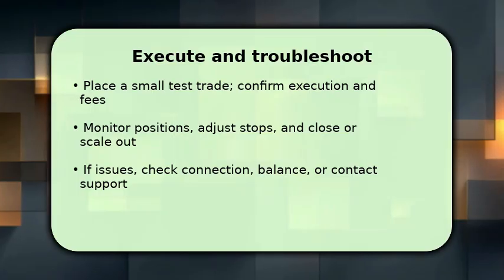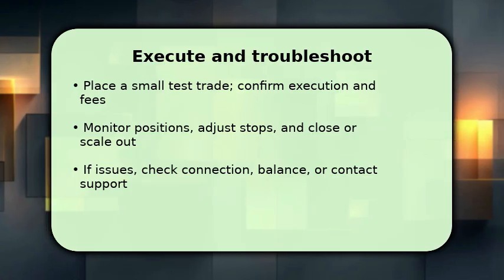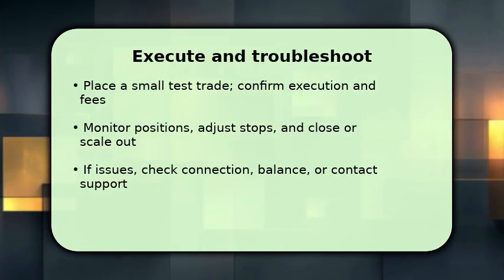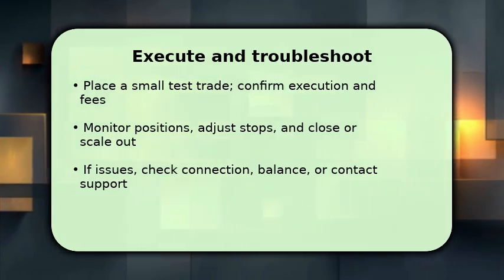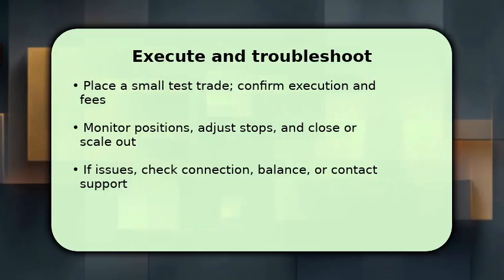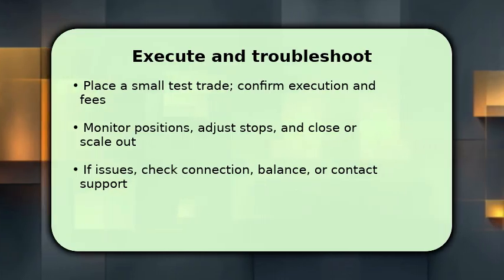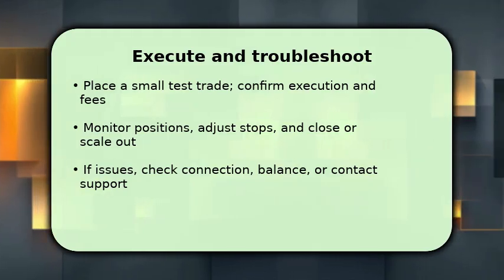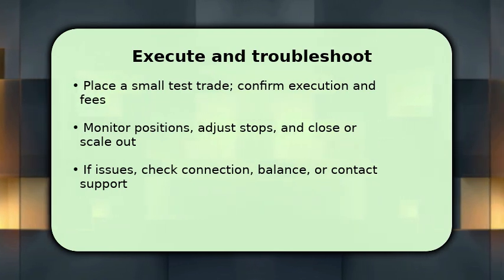You place a small live trade first to confirm execution, fees, and slippage. This practical check prevents surprises on larger positions. Once the trade is active, monitor price action and adjust stops or scale out gradually to lock profits or reduce exposure. If orders fail or prices look wrong, first verify your internet connection and account balance, then review order type and limits. If the problem persists, contact Trade Nation support with your trade ID and a screenshot for fastest resolution.